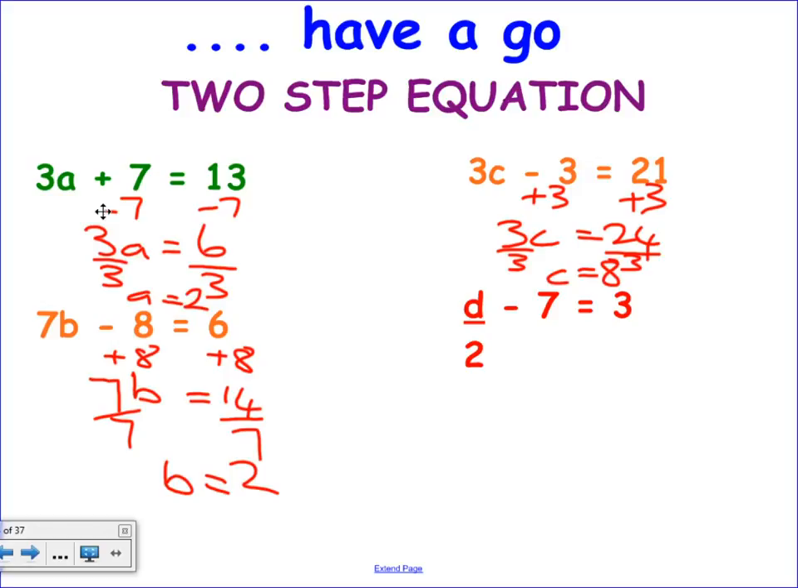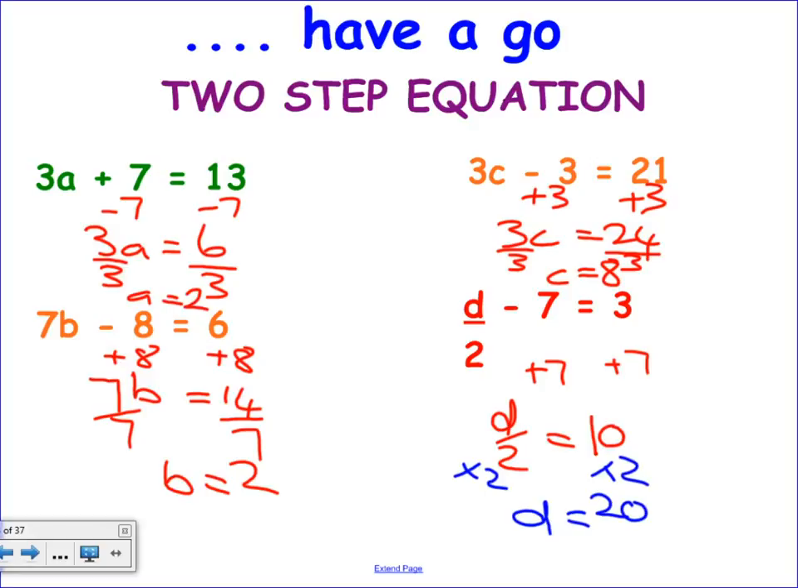Anybody give the red one? Plus 7. Good. Plus 7 on both sides. And then what does that leave me with? Tidy it up for me. D divided by 2. Good. And it's equal to? 10. Excellent. And then times more by 2. Times them by 2 because we're dividing at the moment. So d on its own now is equal to? 20. Perfect. And that was a hard one.